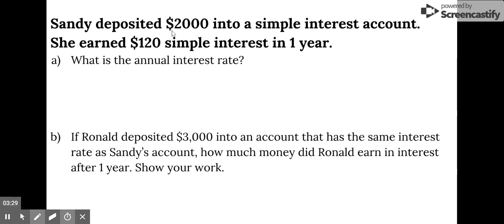Now we send a deposit of $2,000. This is the principal. Earned simple interest. So this is I in 1 year, T. So what is the annual interest rate? So guys, let's think about I is equal to PRT. You know I, you know the principal, you know the time, like the amount of money that you deposit. But now you don't know the rate. So we're looking for this annual rate, right?